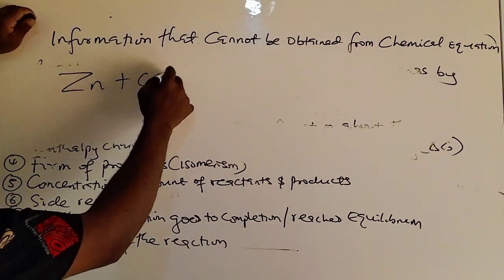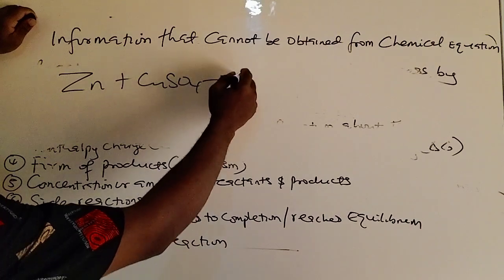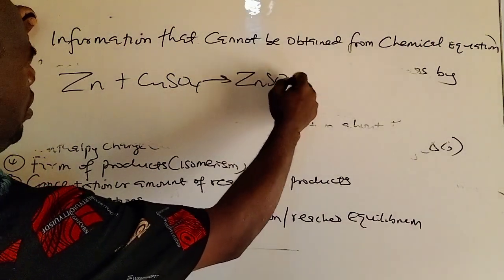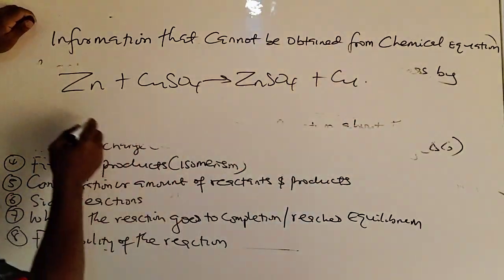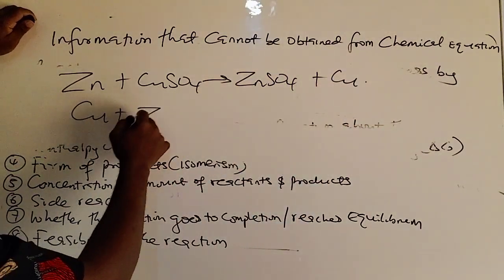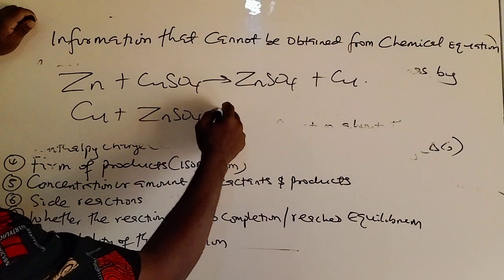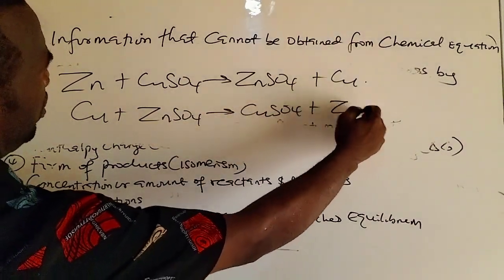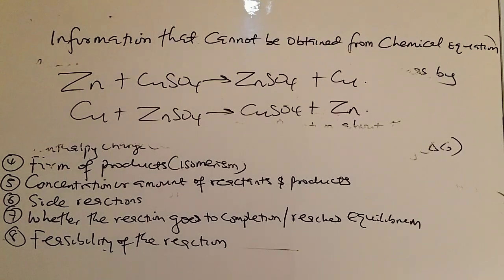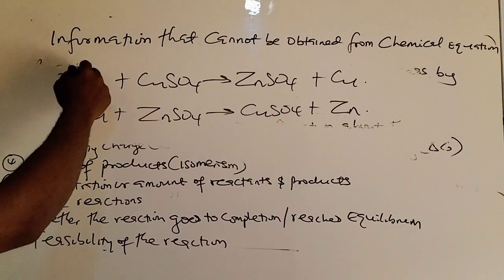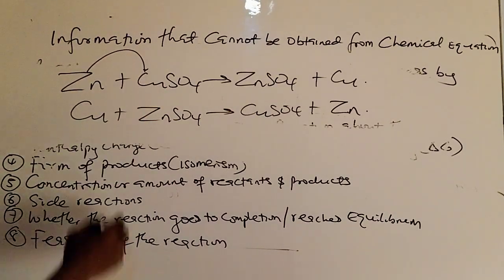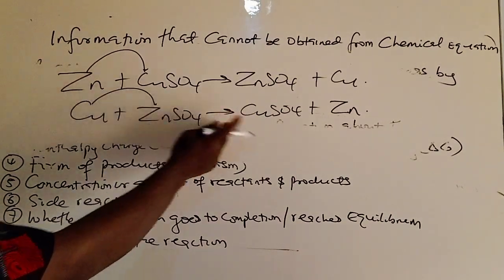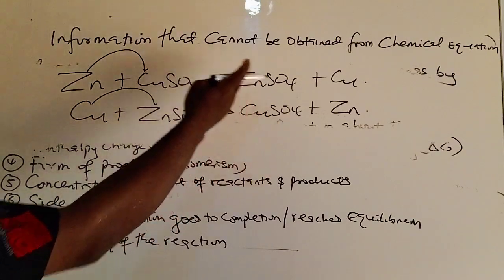Zinc plus copper sulfate gives us zinc sulfate plus copper. Or copper plus zinc sulfate gives us copper sulfate plus zinc. So look at the two equations. In this one, zinc displaces copper. In this one, copper displaces zinc. So you can see the difference.